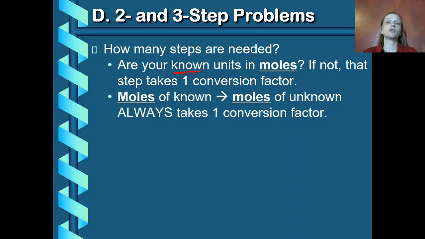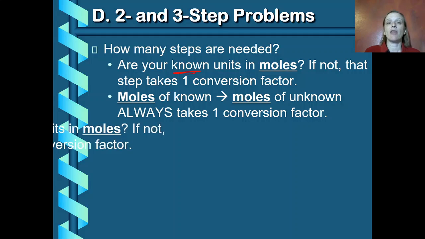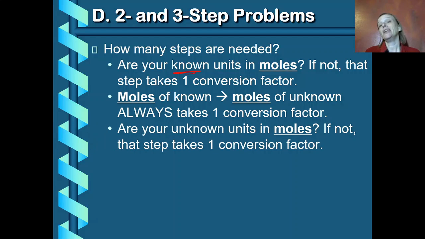Moles of known to moles of your unknown, switching from one substance to another, always takes one conversion factor. And then, if your unknown units aren't in moles, then converting from moles to whatever units you're trying to get to is going to take another conversion factor, another step. So by asking yourself these three questions, you can determine how many steps, how many conversion factors your problem needs.